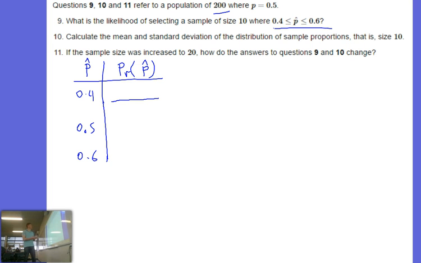Okay. And we're setting up the expression involving combinations. Now, if we have 0.5, then we've got 100 of each as the amount of things we get to select from.